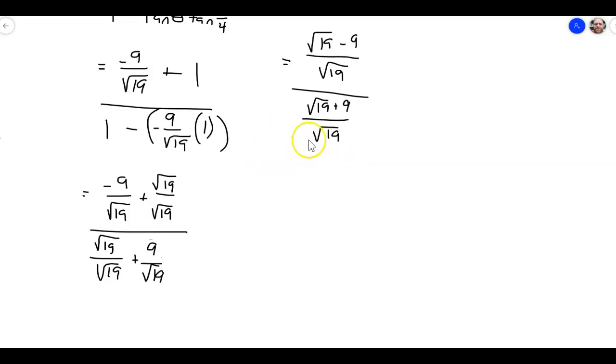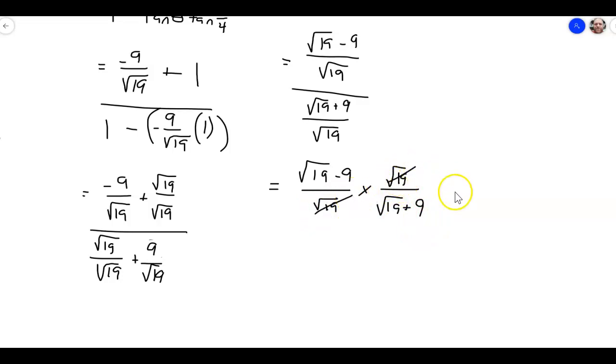All right. Now I'm going to multiply the top by the reciprocal of the bottom. So this is going to be root 19 minus 9 over root 19, times root 19 on top, all over root 19 plus 9. And those will cancel out. And I'm finally just left with root 19 minus 9 all over root 19 plus 9. If you wanted to rationalize the denominator, you could, but that might actually be kind of a funny one to do. But that's probably fine just like that.